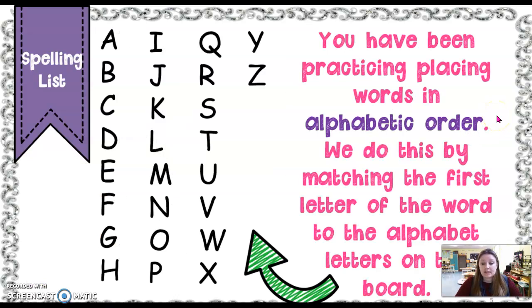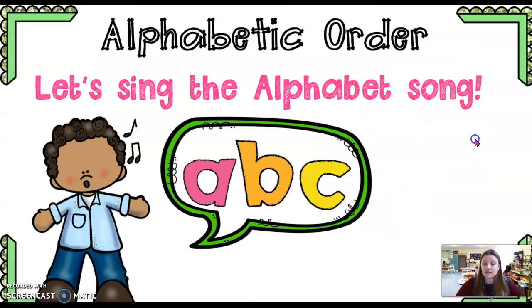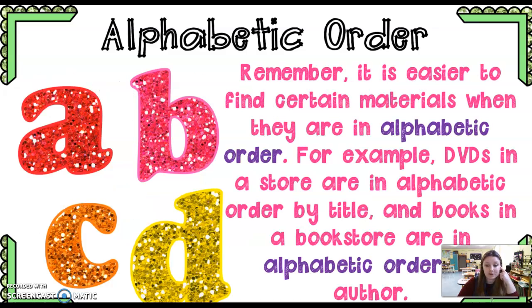Last week you practiced placing words in alphabetic order, and we do this by matching the first letter of the word to the alphabet letters on the board. So I would look at my words and ask myself, do any of them start with the letter A? That would go first. Then, do any of them start with the letter B? Those would go second, and so on and so forth. When you think of alphabetical order, you can think of the alphabet song. And something that's helpful for me is to write the alphabet down the left side of my page, and I can check off each letter at a time. Sometimes I sing the alphabet song inside my head to help me remember also.